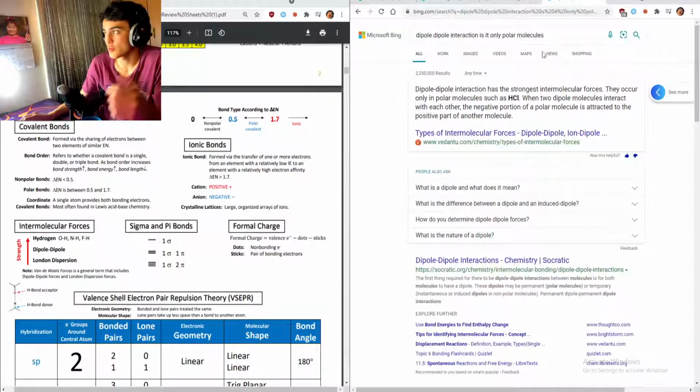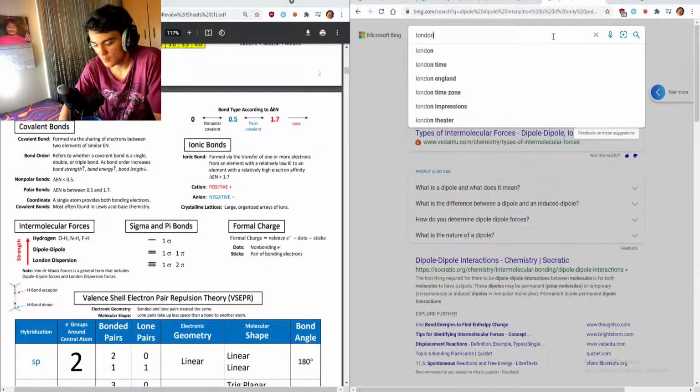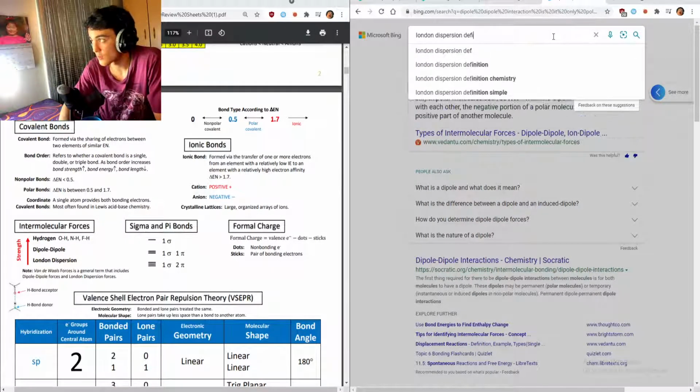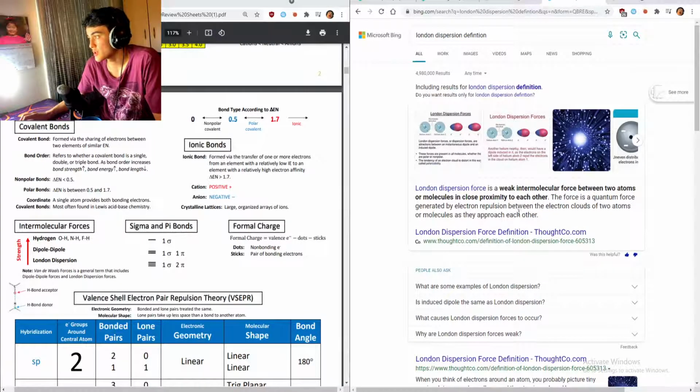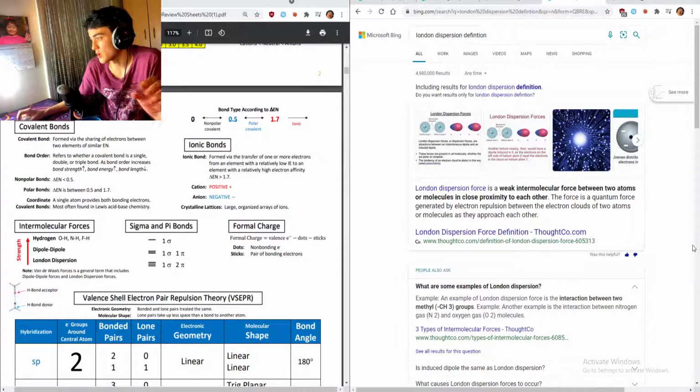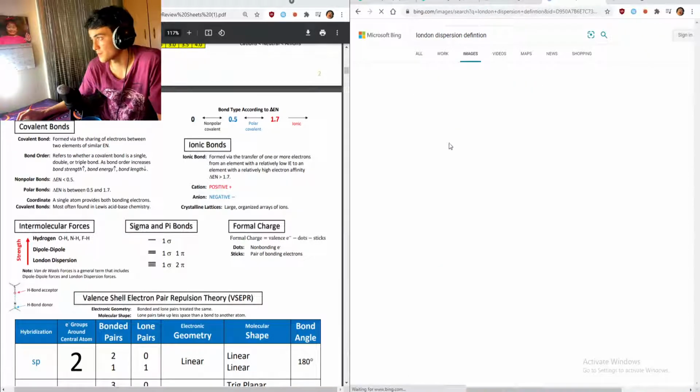And the London dispersion means a weak intermolecular force between two atoms or molecules in close proximity to each other. So it always exists. What are some examples of London dispersion? An example of London dispersion forces is the interaction between two methyl CH3 groups. Another example is the interaction between nitrogen gas and oxygen. You can see images.